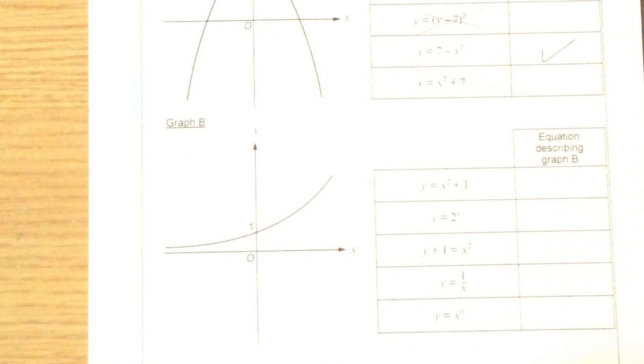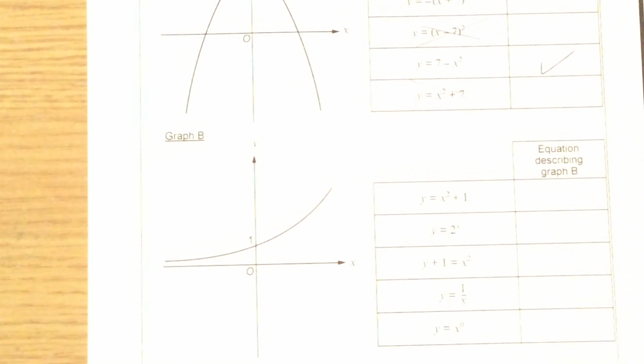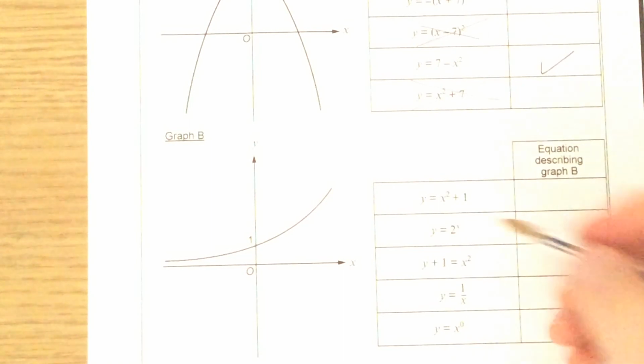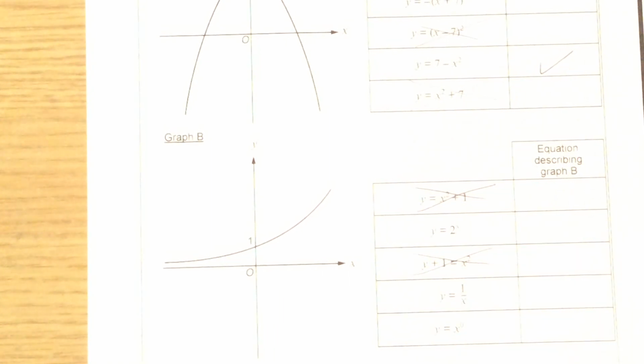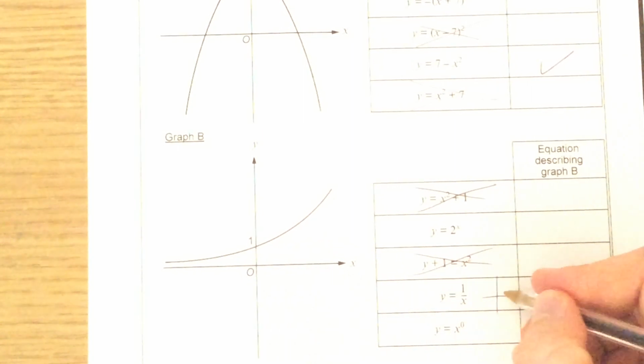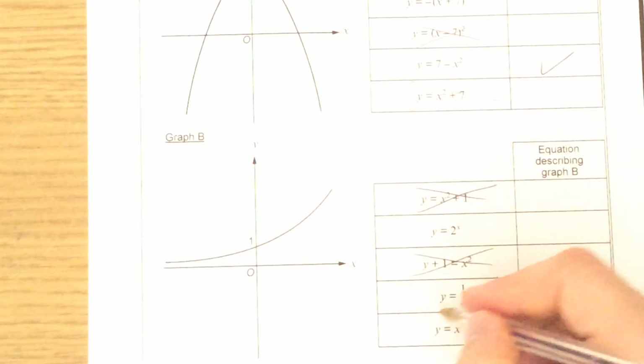Now on graph B, first thing I know is that this isn't the quadratic graph, so I can ignore any of the x squareds because it doesn't have a quadratic curve shape. Now, the next thing here is we need to remember the shape of some graphs. 1 over x is an inverse graph, and it won't look like this. 1 over x has 2 parts to the graph. There will be a part of the graph here and a part of the graph there, so we can ignore that one.